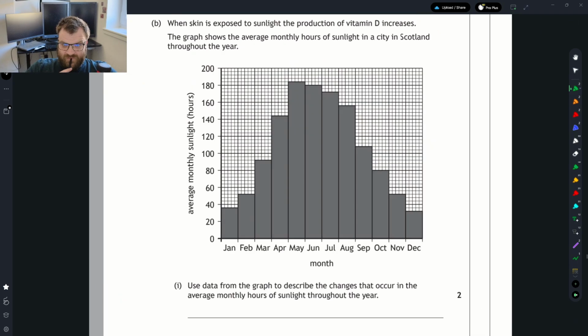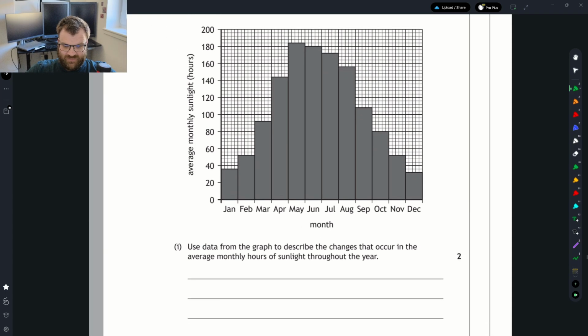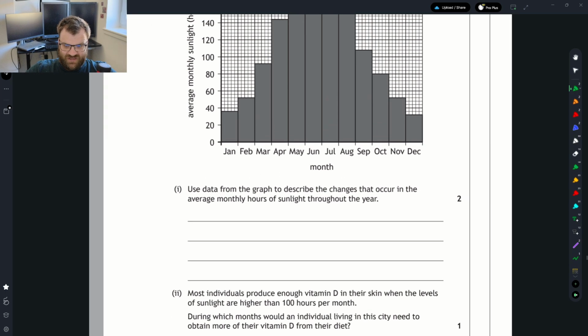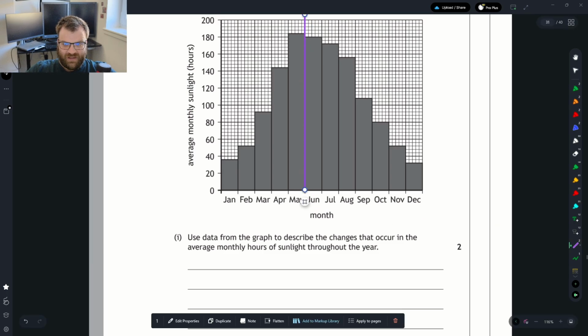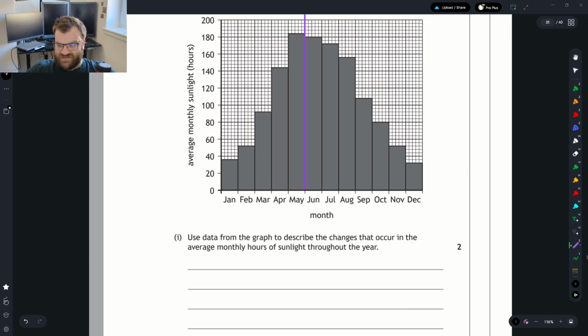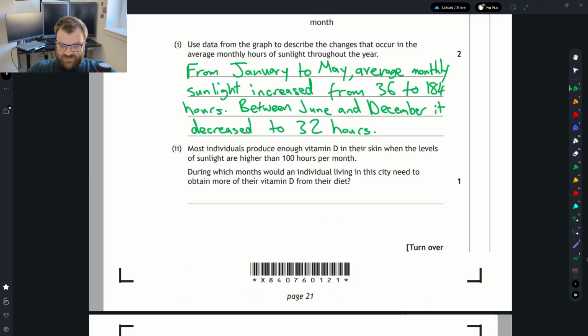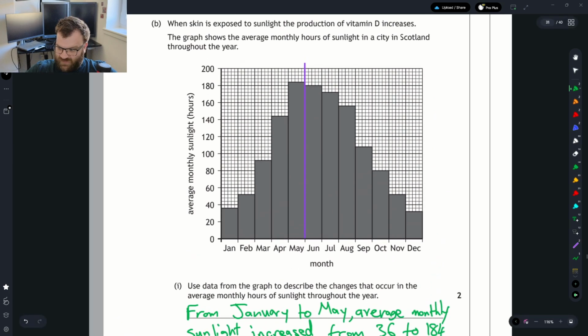And this one we're talking about producing vitamin D in a city in Scotland. Use the data from the graph to describe the changes that occur in the average monthly hours of sunlight throughout the year. I would split this up into two parts, from January up until May, where it's increasing, and then from June through to December, where it's decreasing. Individuals need levels higher than 100. Let us take 100 and run that across.